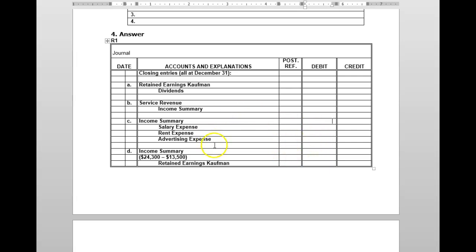Now you're going to look at this in a T account, and the difference here in the income summary gets put into retained earnings. So it makes everything nice and neat. Those all go into the balance sheet and the retained earnings, and all of your temporary accounts are then 0.